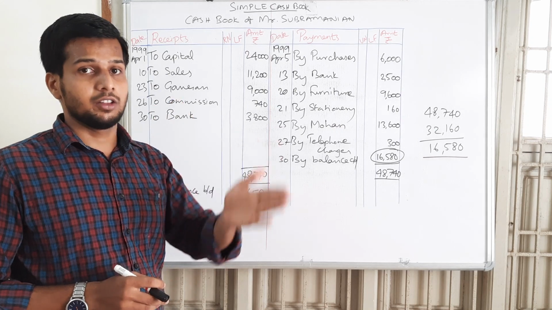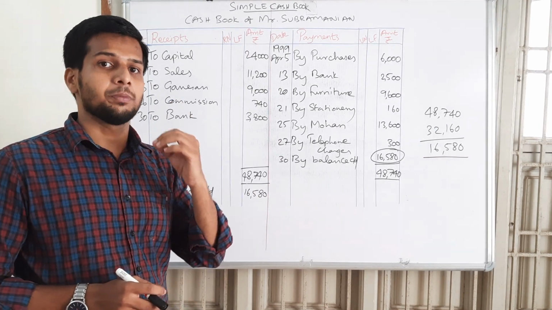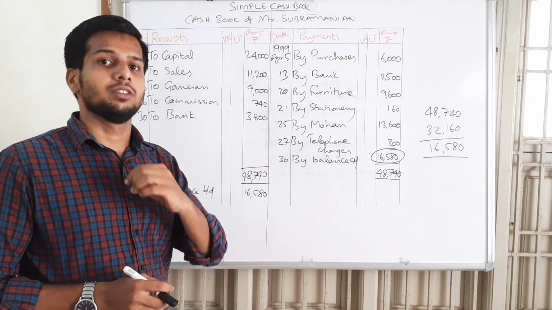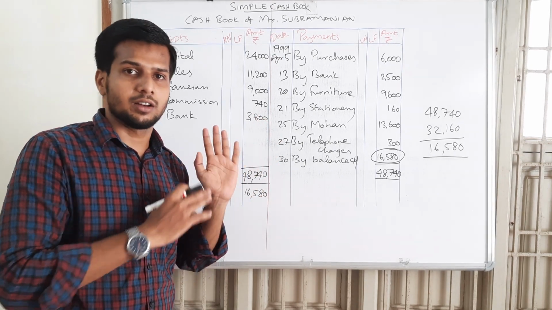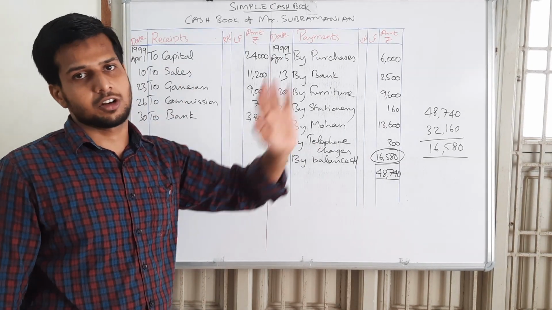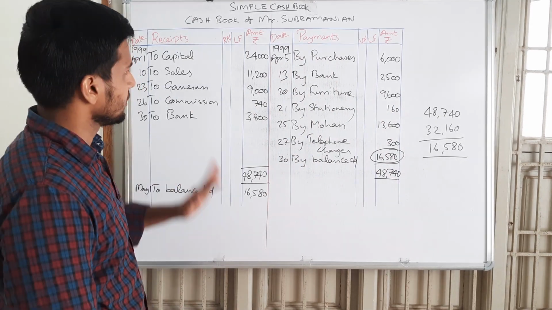And finally, the journal proper is the separate book for recording the exceptional, that is, the remaining transactions, which will be recorded in the journal proper and not in some other books.